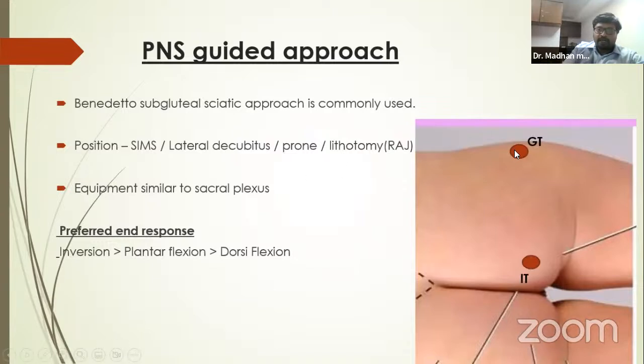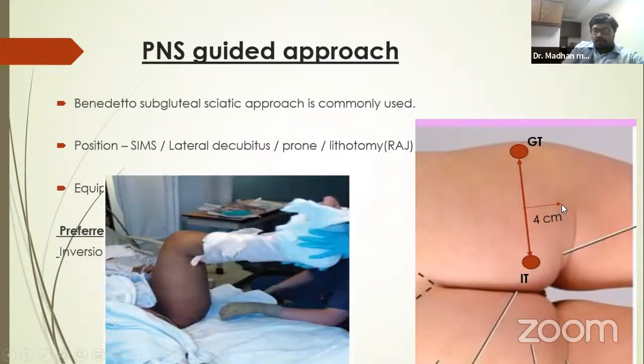Again, we need to identify the greater trochanter and the ischial tuberosity, and just join both bony landmarks, and then you take a 4 centimeter distance from the midpoint of the GT and IT. This will be your needle entry point.